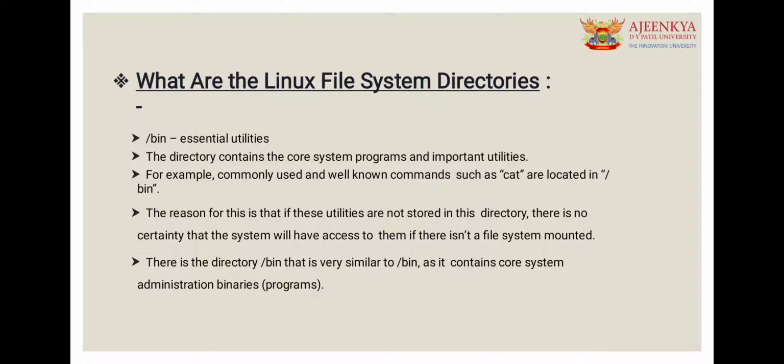What are the Linux file system directories? There are many types. The first is /bin, essential utilities. The directory contains the core system programs and important utilities. For example, commonly used and well-known commands such as cat are located in the /bin directory. The reason for this is that if the utilities are not stored in this directory, there is no certainty that the system will have access to them if there isn't a file system mounted. There is also the directory /sbin that is very similar to /bin as it contains core system administration binaries.